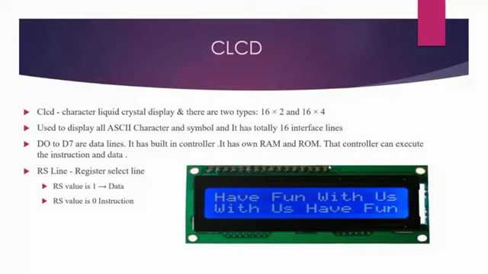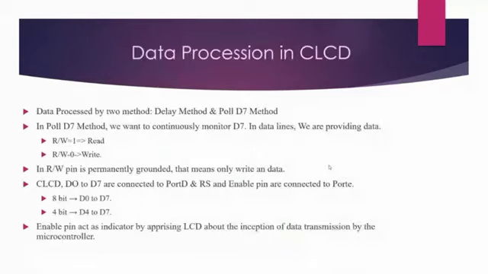The RS line is the register select line. If the RS value is 1, then it transmits data. If the RS value is 0, it sends an instruction. Data processing in CLCD: how? For data processing, it has two methods, the delay method and the poll D7 method. In the poll D7 method, we continuously monitor D7 in the data lines while providing data. Read/write equals 1 means it reads the data. Read/write equals 0 means it writes the data. In our case, the read/write pin is permanently grounded, which means it only writes data.